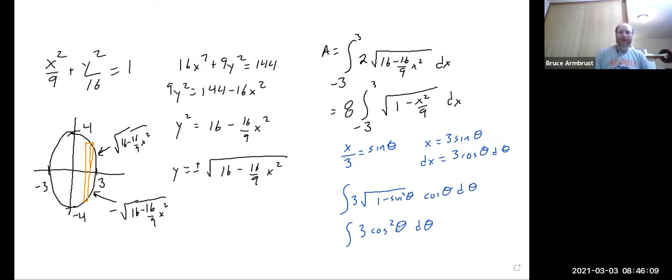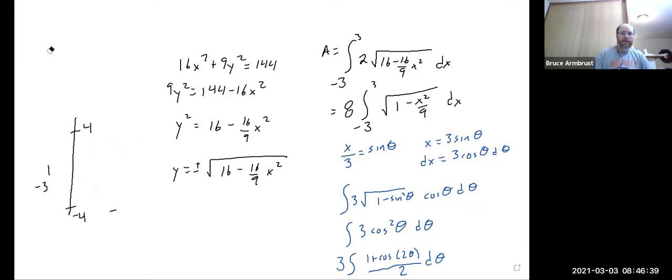All right, so then cosine squared, we're going to have to use an identity to help us with that one. Pull the 3 out front. That's the same as 1 plus cosine of 2 theta over 2. And that we're going to be able to integrate. All right, so let me come back over here, erase some stuff so we can finish this guy off.